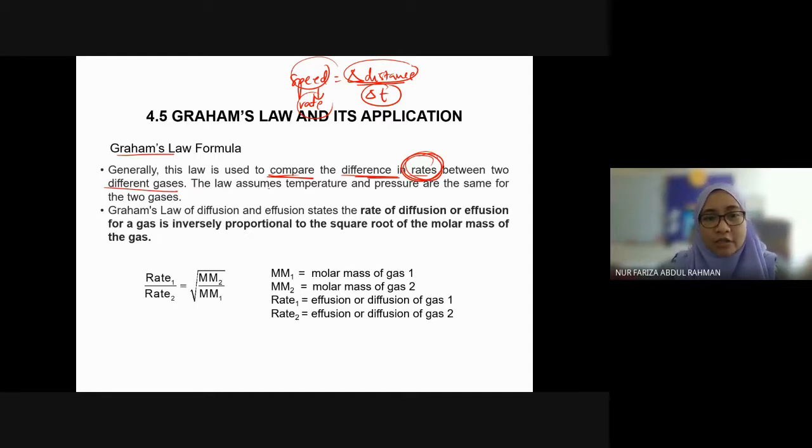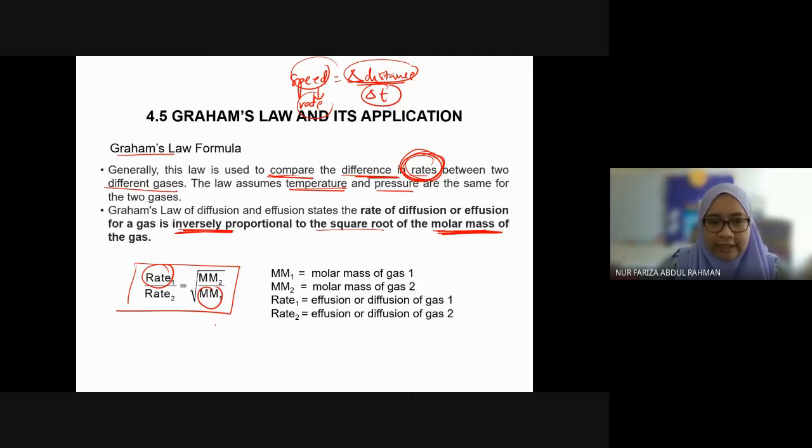Alright. So the law assumes temperature and pressure are the same for the two gases. So we fix the temperature and pressure, which varies in terms of rate, time, and later molar mass. By right, the temperature and pressure should be kept constant. Graham's law of diffusion and effusion states the rate of diffusion or effusion for a gas is inversely proportional to the square root of the molar mass. So this is the formula for effusion and diffusion.